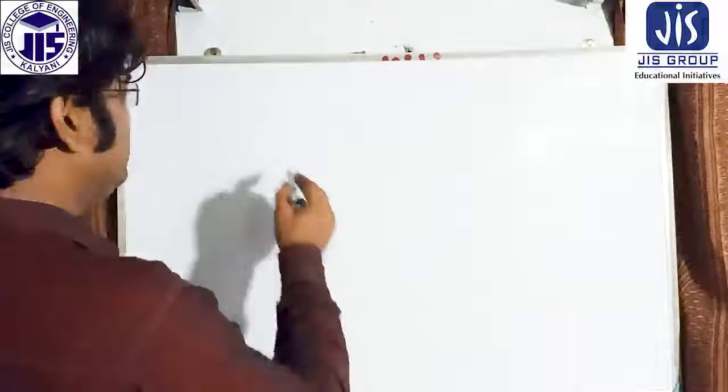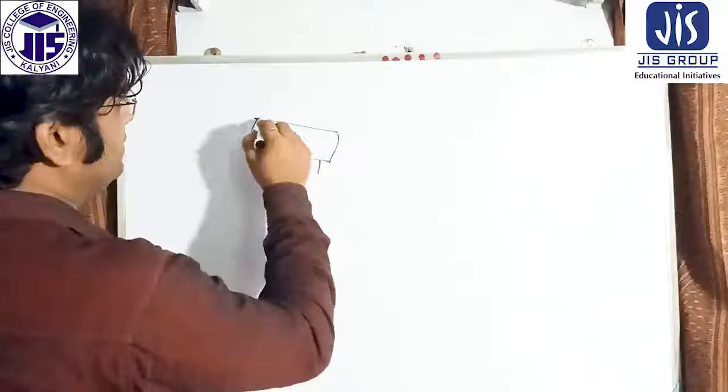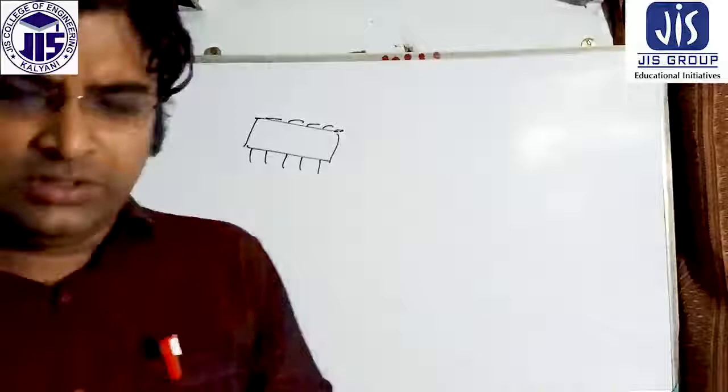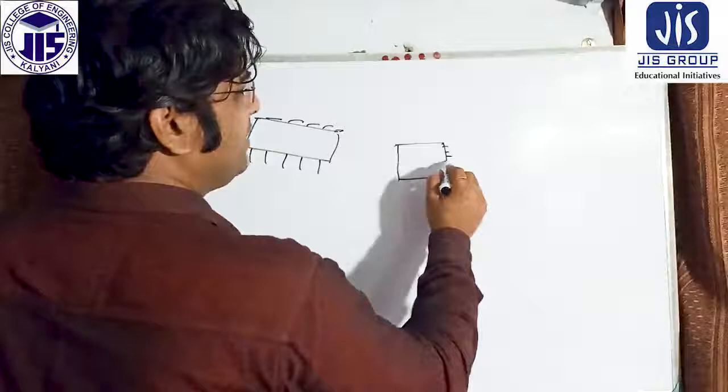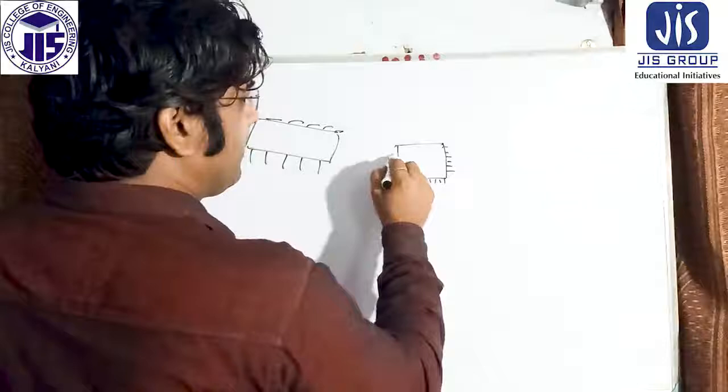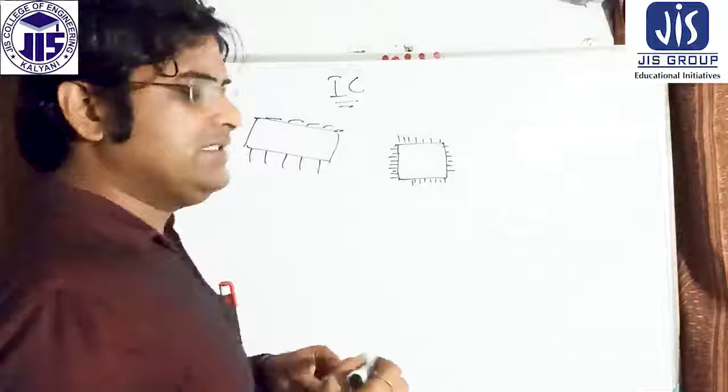So ICs look like this. This type of IC we already know. There are several ICs on a motherboard. Inside the computer there is a motherboard that looks like that. So IC, the full form of IC, is the integrated circuit.